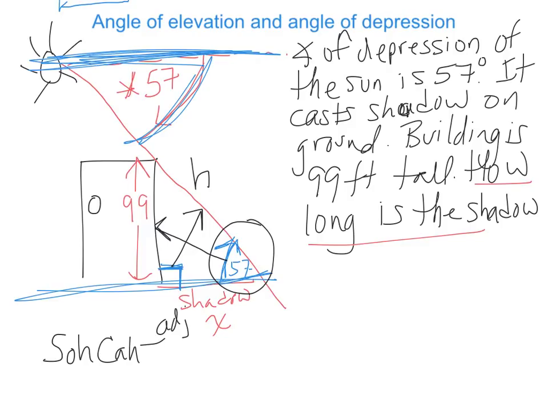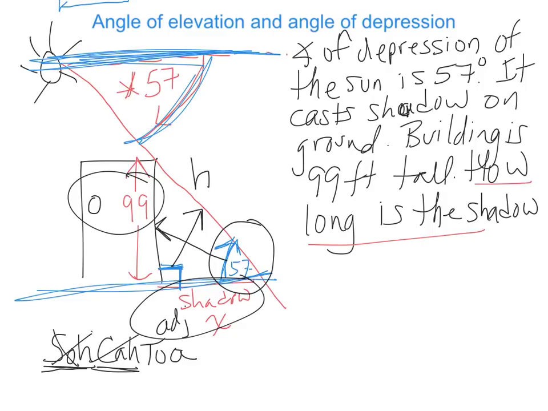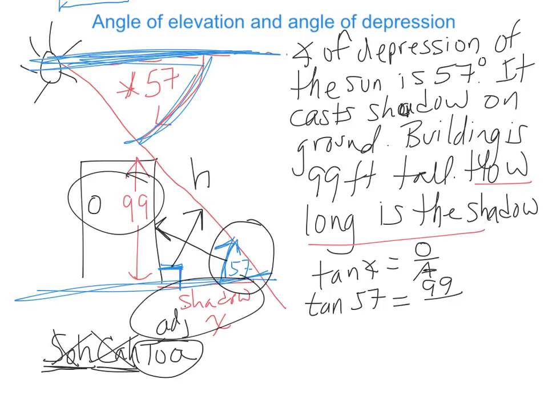So I need to figure out which trig function. So I'm going to write down SOHCAHTOA. And based on our picture, we have the opposite, we have the adjacent. So one of our trig functions has to use O and A. Sine does not use O and A. Cosine does not use O and A. Look at that, we got a winner. So tangent of the angle equals opposite over adjacent. Let's put things in. Our angle measure was 57. Our opposite we've already got labeled, that's 99. Our adjacent is X.